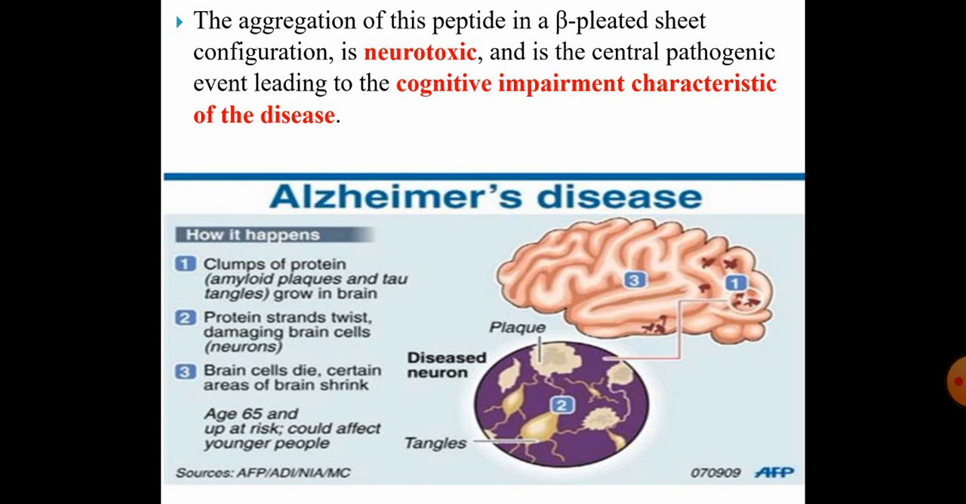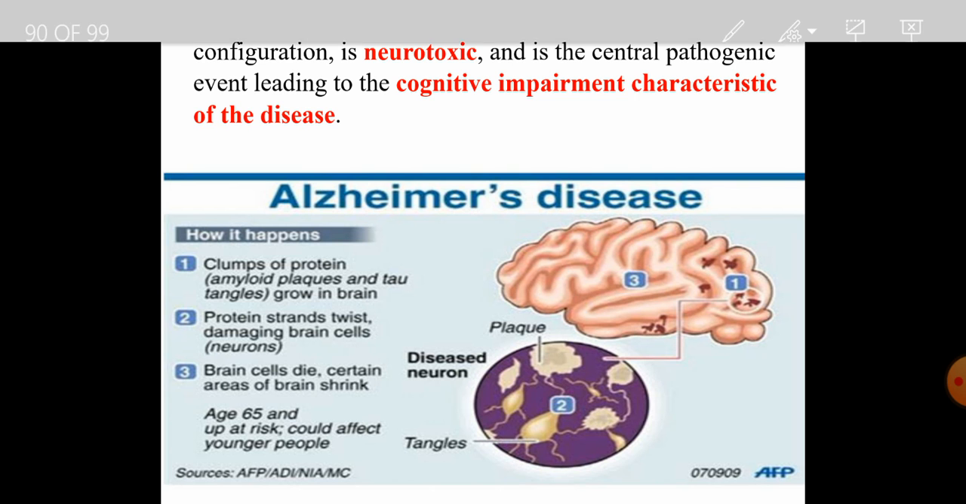So many studies are going on now on how this unfolded or misfolded protein arises, and how it can have neurotoxic effects and synaptic disruption, leading to the cognitive impairment characteristic of the disease, which is Alzheimer's. You lose the ability to memorize.